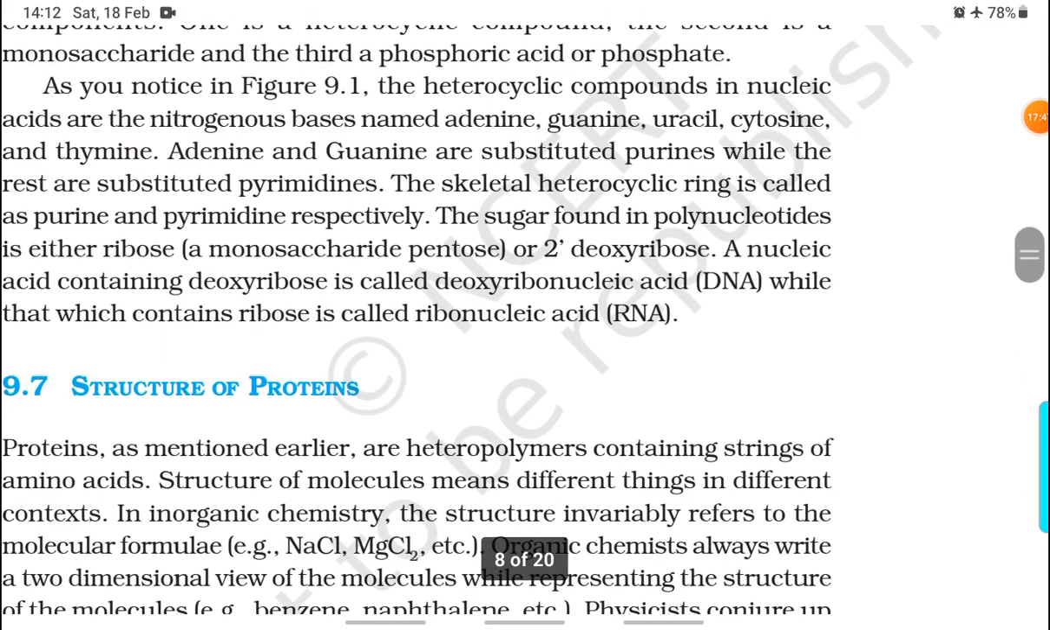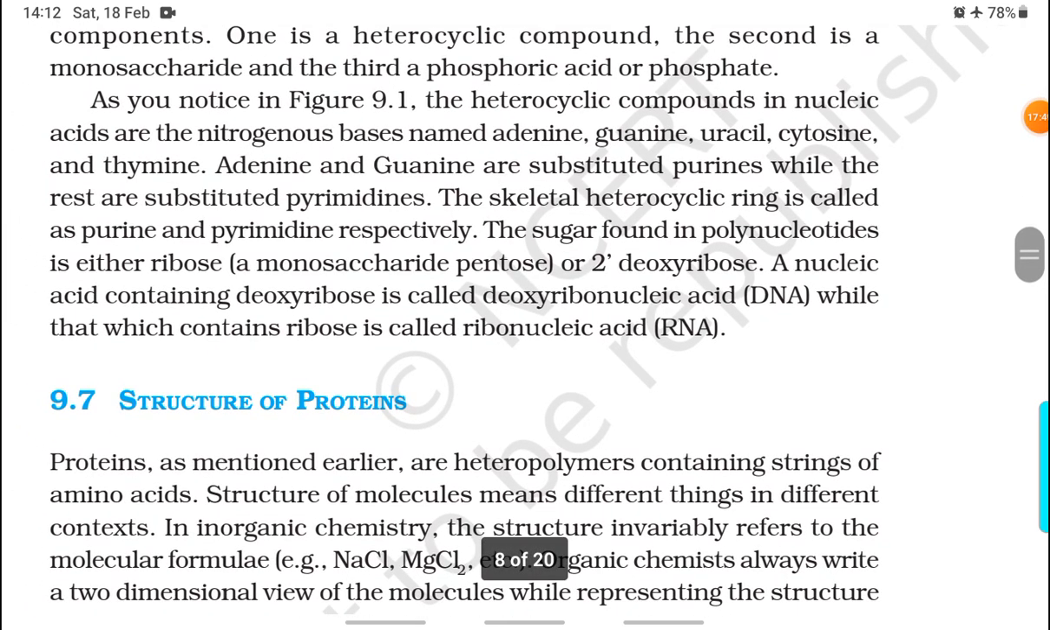As you notice in the figure, the heterocyclic compounds in the nucleic acids are the nitrogenous bases named adenine, guanine, uracil, cytosine, and thymine. Adenine and guanine are substituted purines, while the rest are substituted pyrimidines. The skeletal heterocyclic rings are called purine and pyrimidine respectively. The sugar found in polynucleotides is either ribose, a monosaccharide pentose, or 2-deoxyribose.